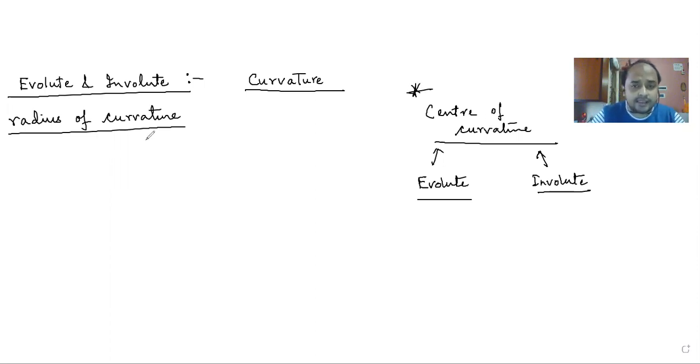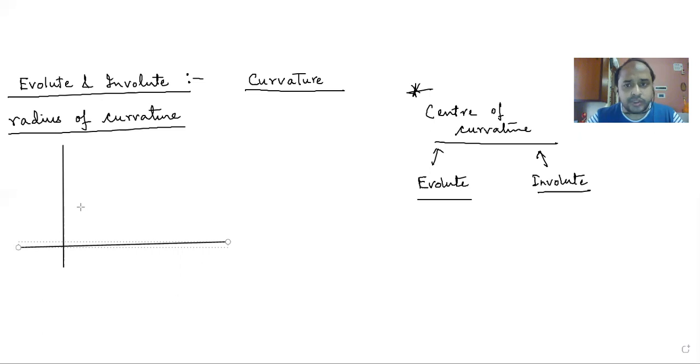I can discuss very briefly what radius of curvature is. So let us talk about radius of curvature. What is it all about? Suppose I am drawing a curve like this. Suppose this is my curve, y equals f(x). This is not the whole curve, it's a portion of the curve I have drawn.